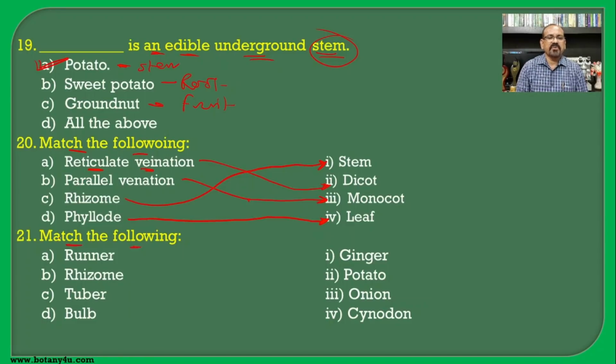Then match the following. The first one, that is the runner, which is found in the durva, that is known as Cynodon dactylon. Then rhizome, which is found in the ginger. Then tuber, that is the stem tuber, is found in the potato, and bulb is nothing but the onion, or the onion is an example of the bulb, and hence all the pairs are now correctly matched.